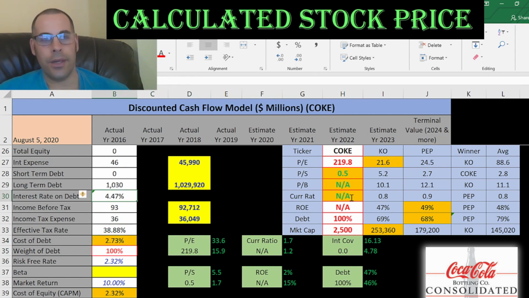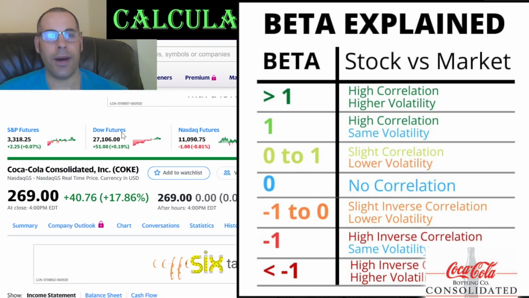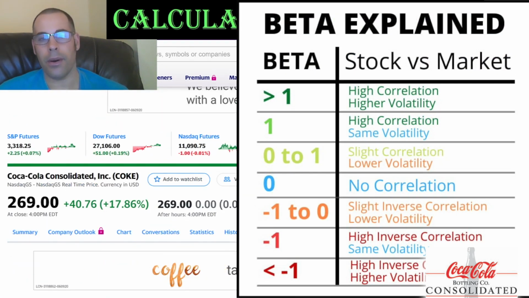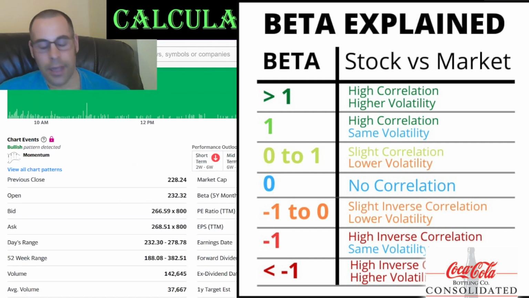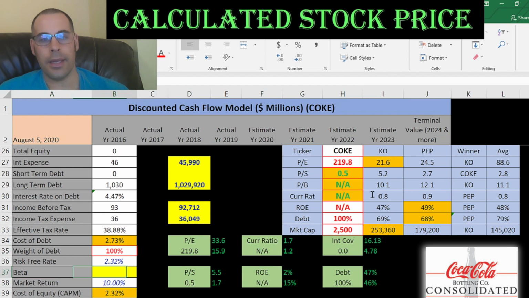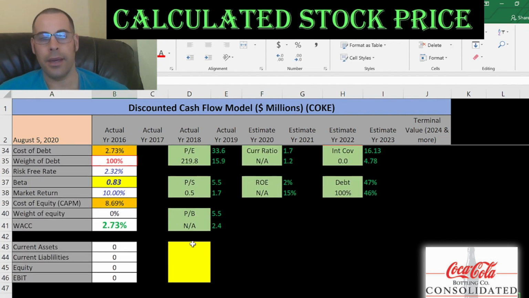So the cost of debt is the interest rate on the debt, which is 4.5%, times 1 minus the effective tax rate. So that's 2.7% cost of debt. To get the cost of equity, we need the beta. That's how volatile the stock is relative to the market. And the beta here is 0.83. So the stock moves less than the market as a whole. So it's a pretty secure and safe stock to invest in.